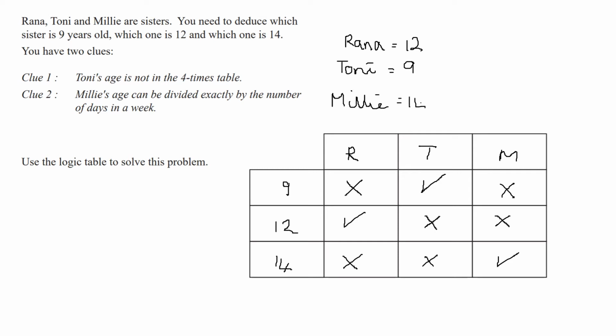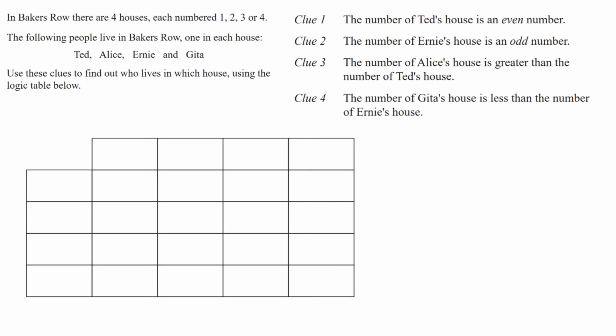It's about using what you know to make deductions so that you can reach conclusions. And a lot of mathematics is based on that. So we've now got a slightly more complicated problem. So we've got 4 houses and they're numbered 1, 2, 3 or 4. And we've got 4 people that live in the houses in Baker's Row: Ted, Alice, Ernie and Geeta.